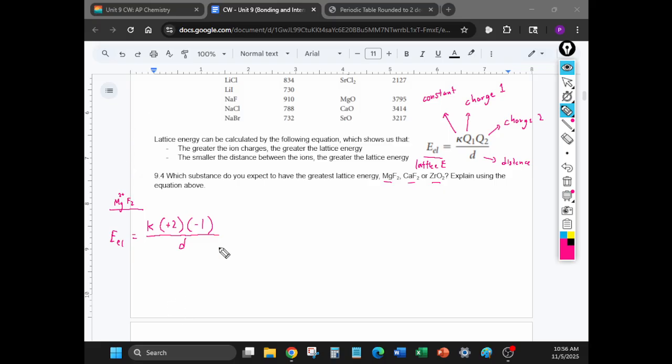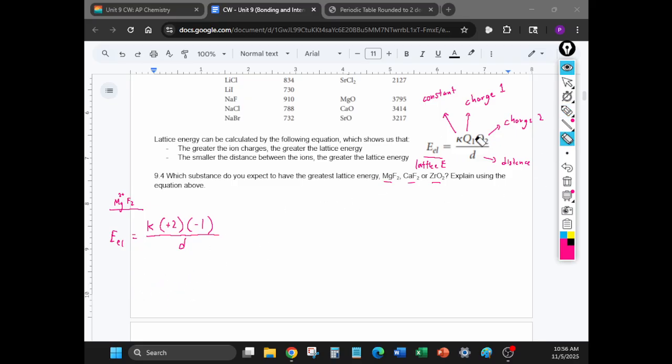Because when MgF2 is formed, that's a good question actually. It's going to look like this. So F is -1, Mg is +2, -1. Lattice energy is breaking these apart. You're looking at how much energy it takes to break apart one of these connections, not both of them at the same time.